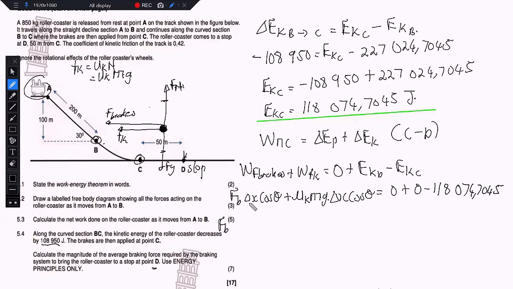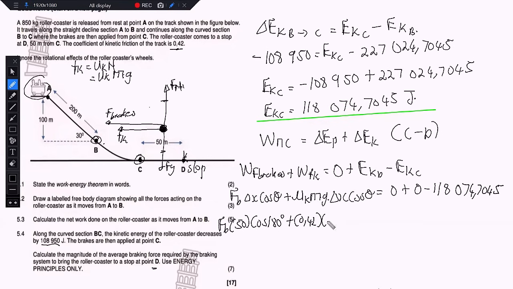Okay, now we are looking for this. Let's substitute Fb. Our delta X between C to D is 50. And then this is cos 180 degrees, because both of these forces that are acting horizontally are going in the opposite direction of the displacement. Now the mass does not change. They say the coefficient of kinetic friction of the track, so the whole track here, all the way from point A to point D, remains 0.42. But we know the magnitude of the friction obviously wouldn't be the same. The friction on the incline is not the same friction on a horizontal plane.